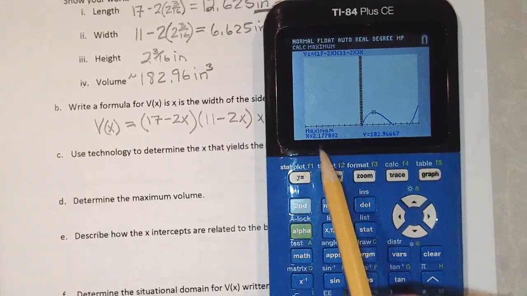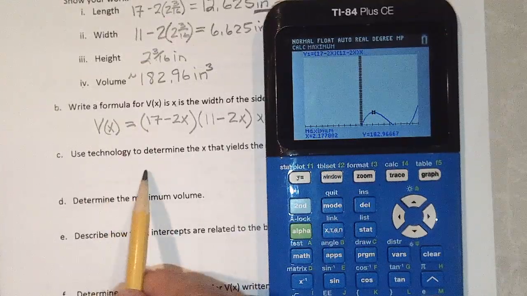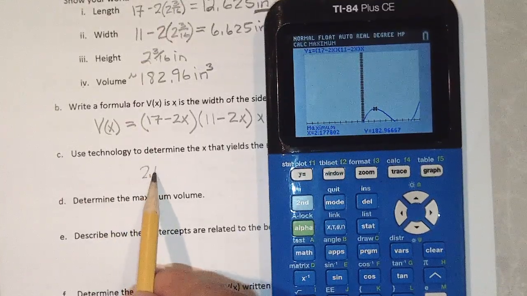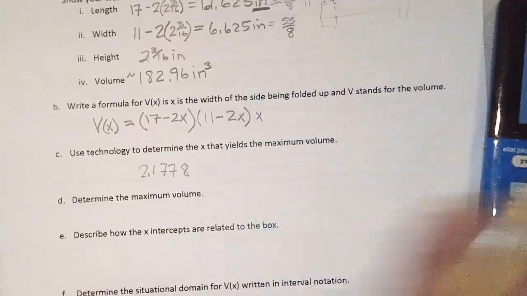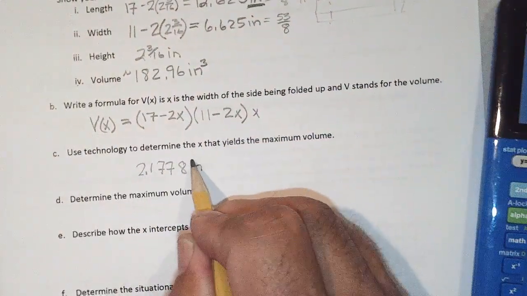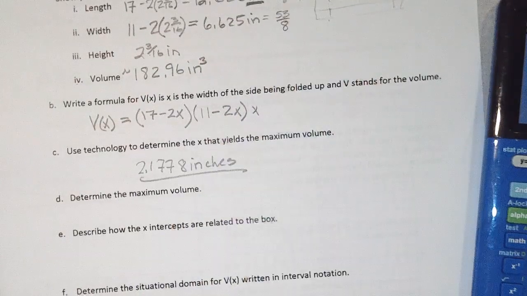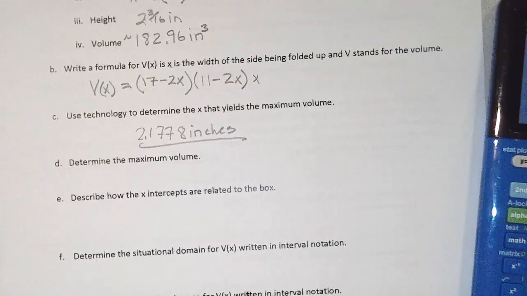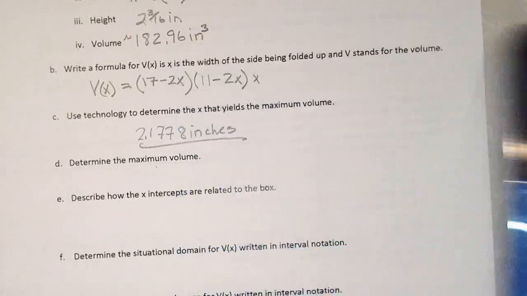And it says the max happens when x would be 2.1778 inches. That is where I should fold this thing up to have the maximum volume. What is the maximum volume? Oh, well, that's 182.97.